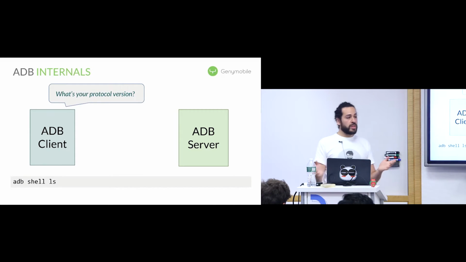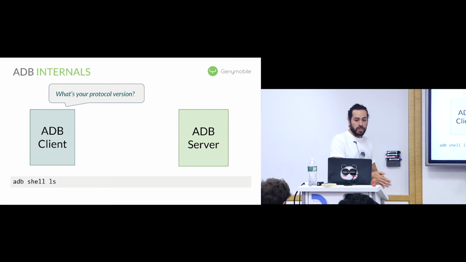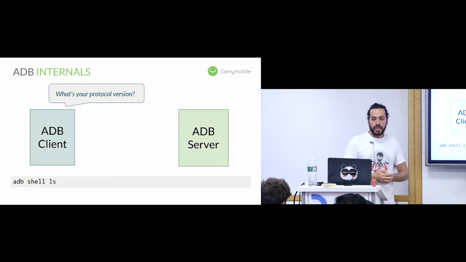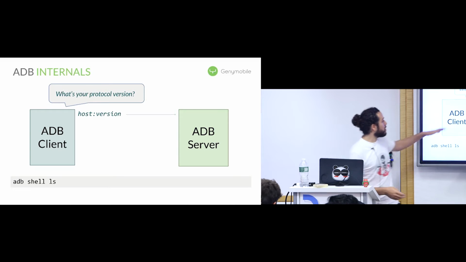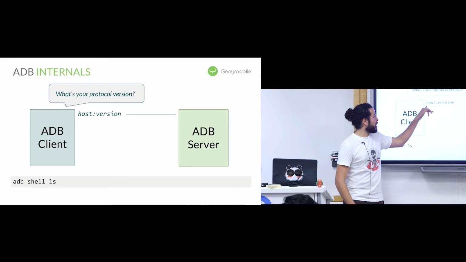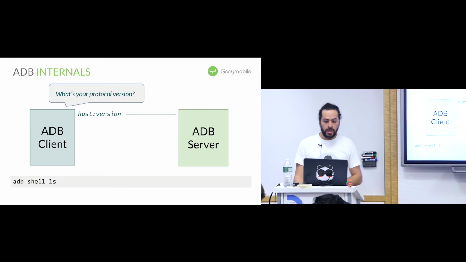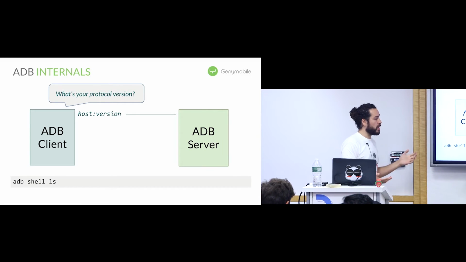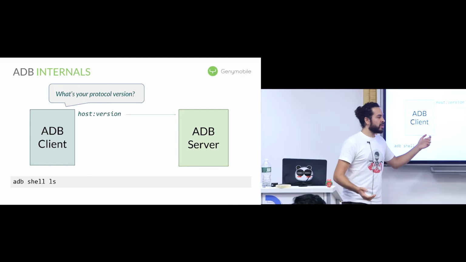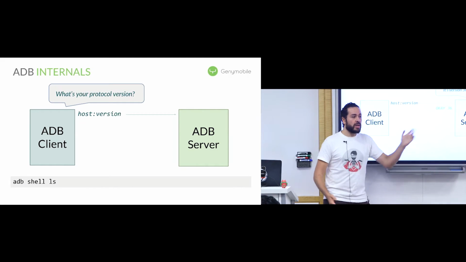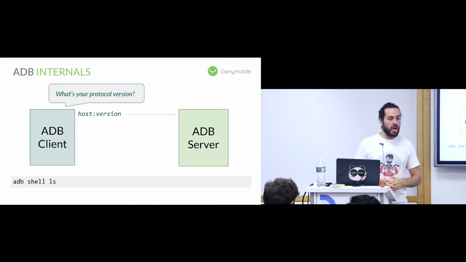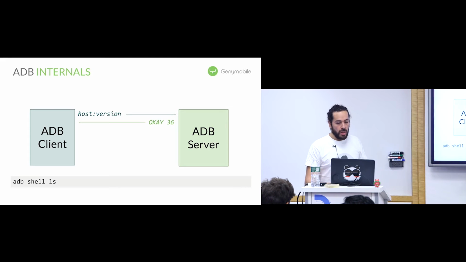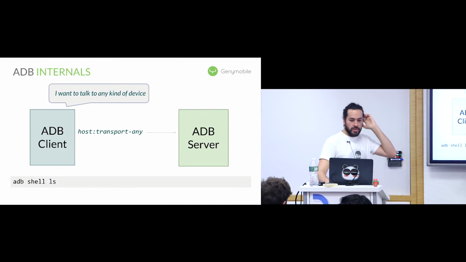So the first thing that the ADB client will do, before anything, when it started with the command, is to ask the ADB server, what's your protocol version? And it will send this string, this payload. So host:version, okay? And the ADB server will answer, of course. And it will answer, okay, 36. 36 is the current released version of the ADB server. And of course, this version will be checked.